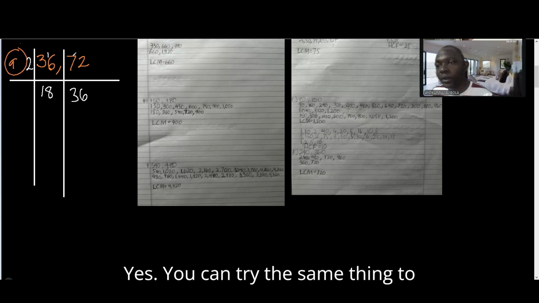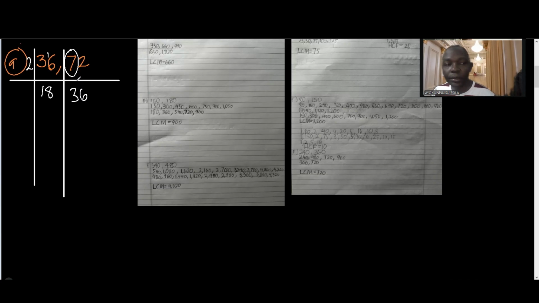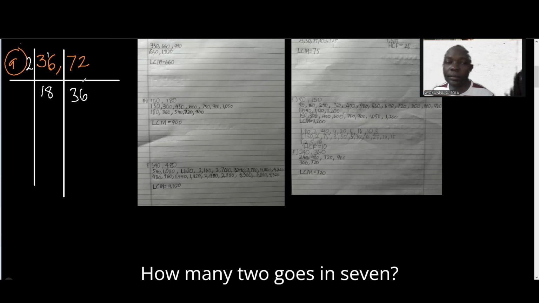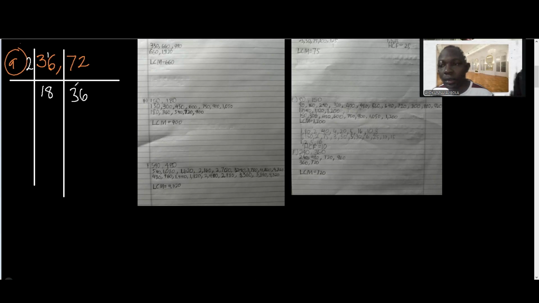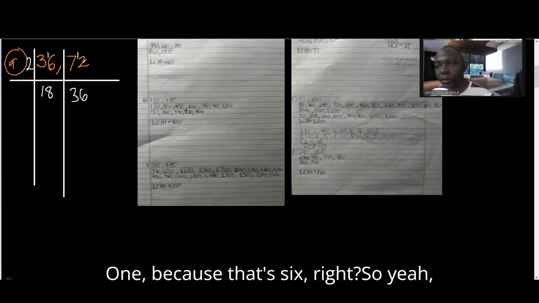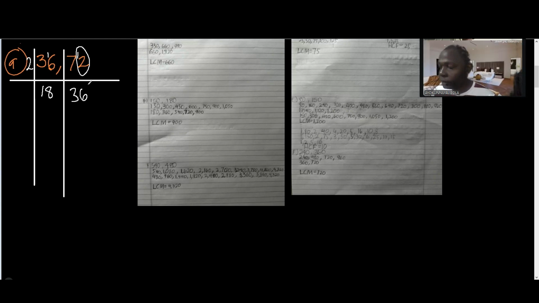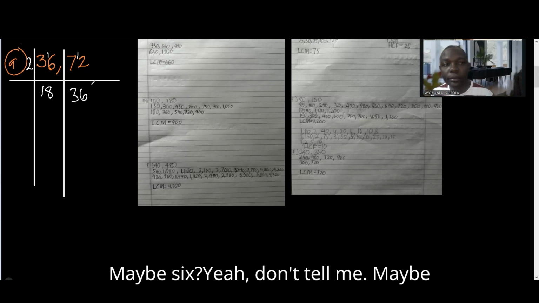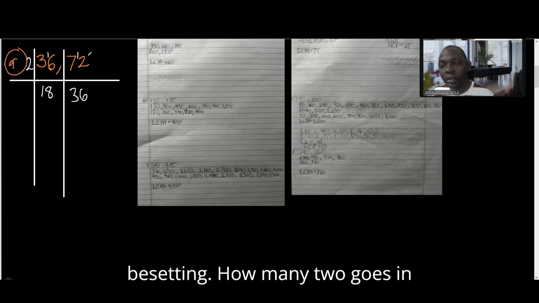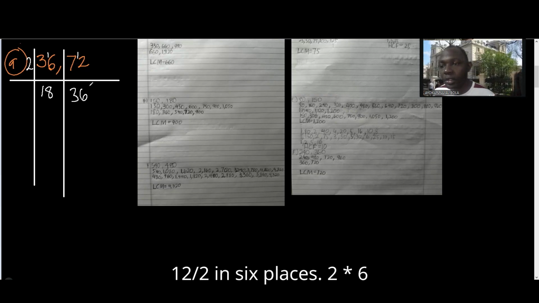Yes. You can try the same thing to explain how I got 36. How many 2 goes in 7? That's 3 times. So what remains? 1, because that's 6, right? How many 2 goes in 12? Don't tell me maybe, be certain. 6, because 2 times 6 is 12.